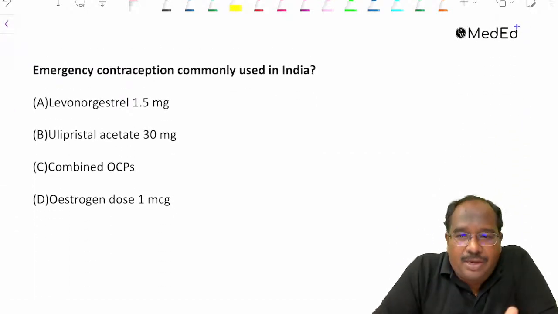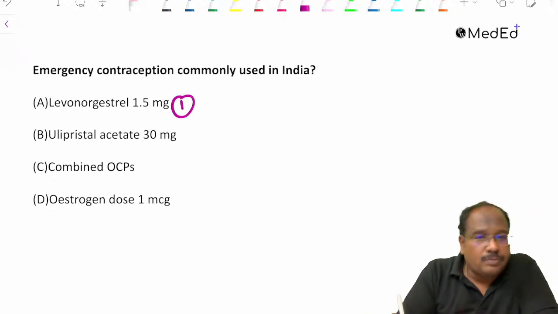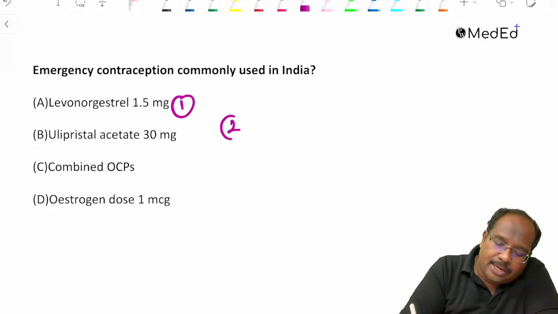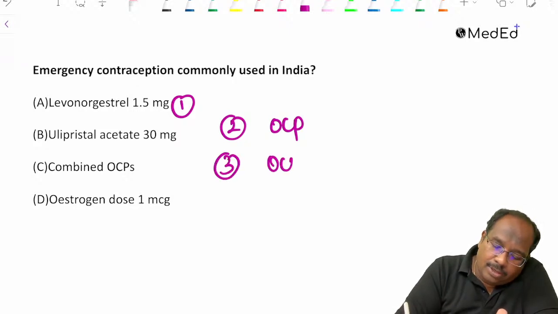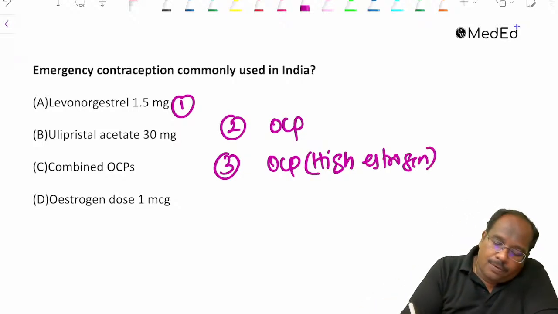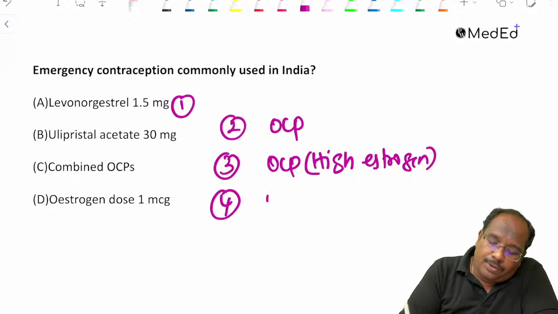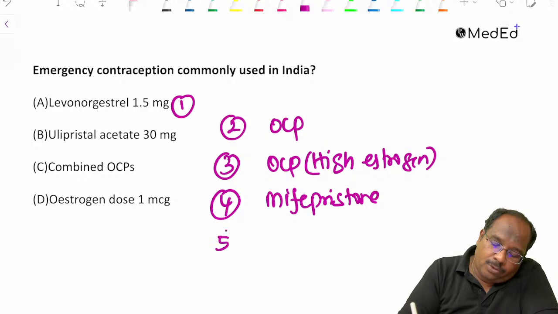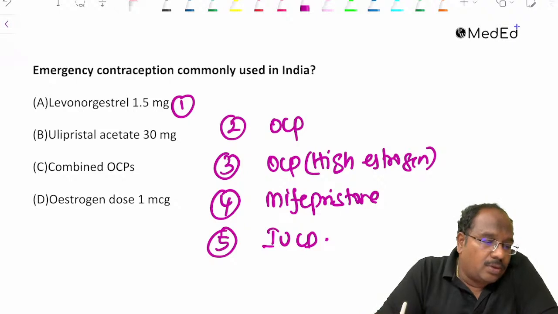Emergency contraception is commonly used. What are the emergency contraception methods available? One, you can use the levonorgestrel pill. Second, you can use OC pills. Third, OC pills with a high estrogen dose. Fourth, mifepristone. Fifth, you can use IUCD.